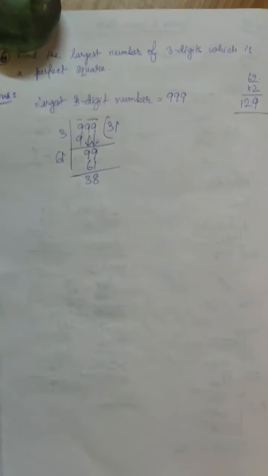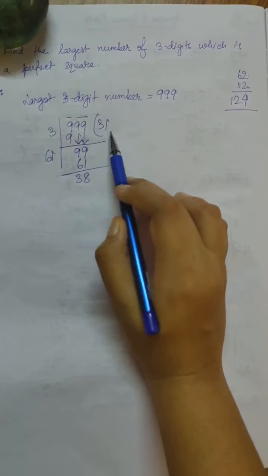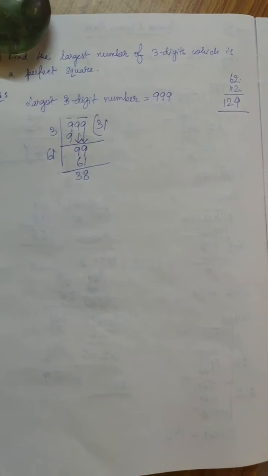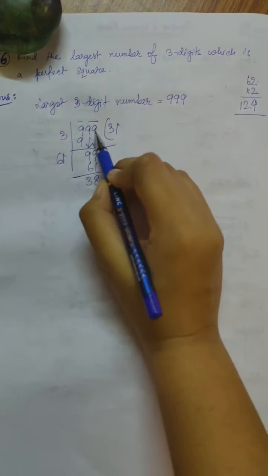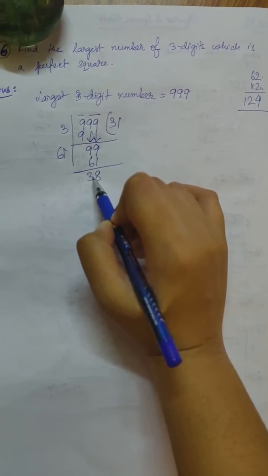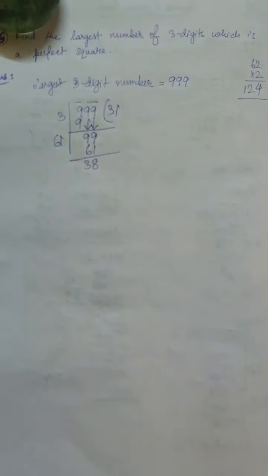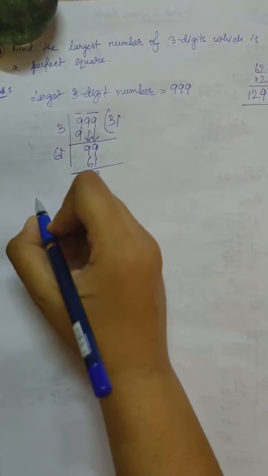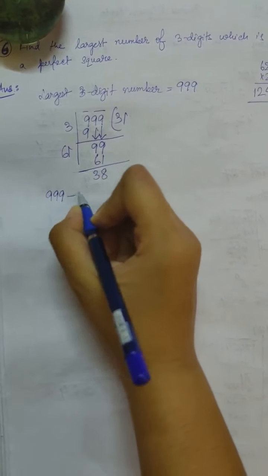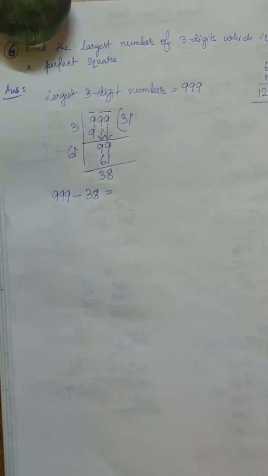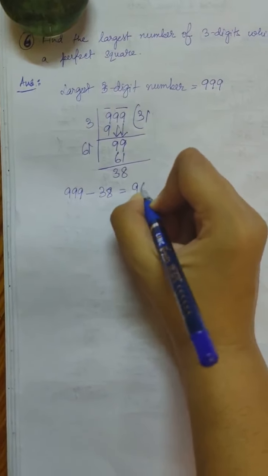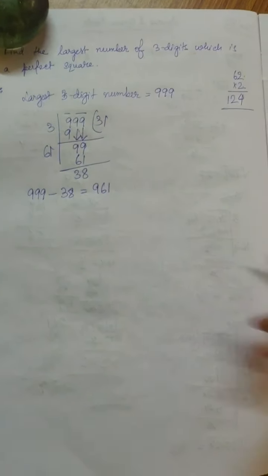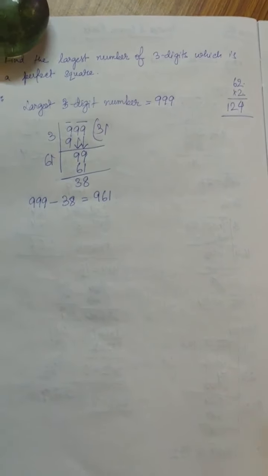So remember, whenever in this long division method we are getting the remainder as 38, we subtract it from 999. We cannot add, because if I add 38 to 999, it will give us a 4-digit number, but here the question says largest 3-digit number. So that is why we subtract: from 999, if I subtract 38, we will get 961. So now this 961 is a perfect square number, as well as the greatest 3-digit perfect square.